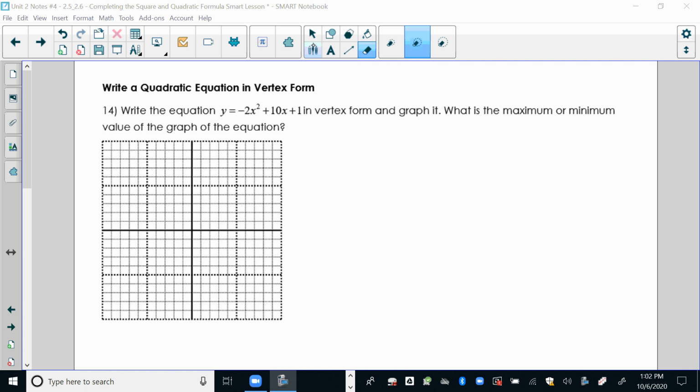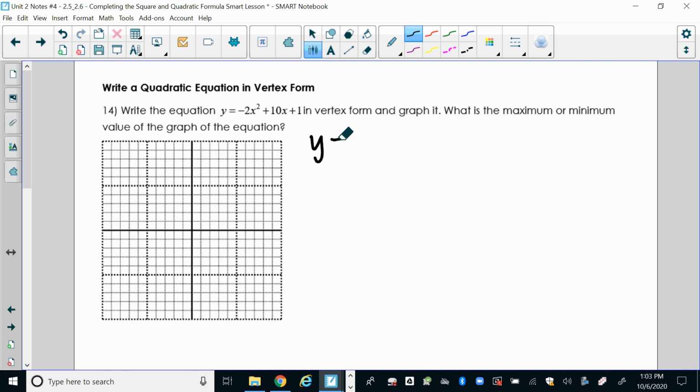All right, writing an equation in vertex form given standard form. So you might have noticed when we were completing the square that it looks like vertex form. That's because vertex form, which is y equals a times the quantity x minus h squared plus k, has that perfect square trinomial in it. So we will convert a quadratic from standard form to vertex form by completing the square.